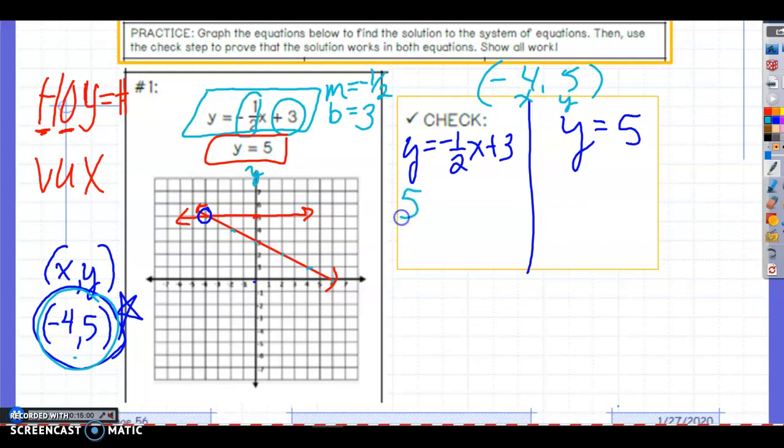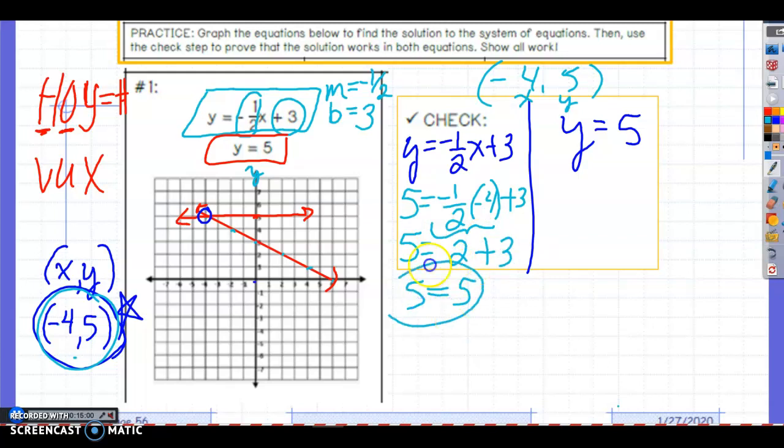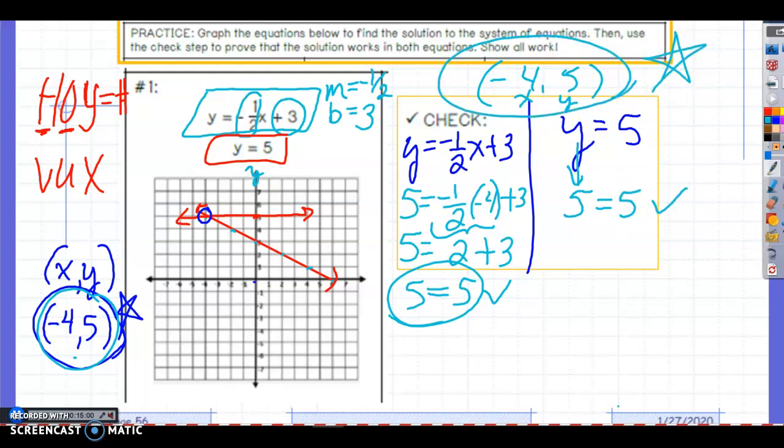So to check it, I have, well, is 5 equal to -1/2 times -4 plus 3? Well, let's simplify. 5 equals, and then -1/2 times -4 is +2. +2 plus 3 is 5. So that one checks out. Now this one, all I have is a y in the equation, so all I'm going to do is put a 5 in, because that's what y is. I'll put a 5 in for the y. I have 5 equals 5. That's true. So we know for sure that this (-4, 5) is our answer.